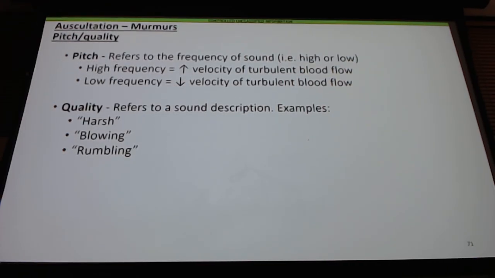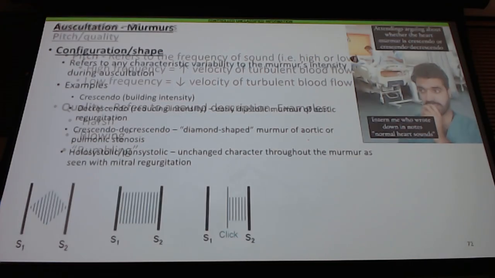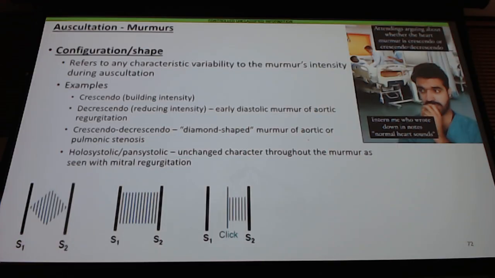Then we talk about pitch, and that's just high versus low. Quality is what does it sound like? Is it harsh? Is it blowing? Is it rumbling? And then the configuration or shape is basically over time, how does that intensity change? So with a crescendo, the intensity goes up. With a decrescendo, it goes down. Or does the murmur stay the same intensity throughout? So what does it change over time?